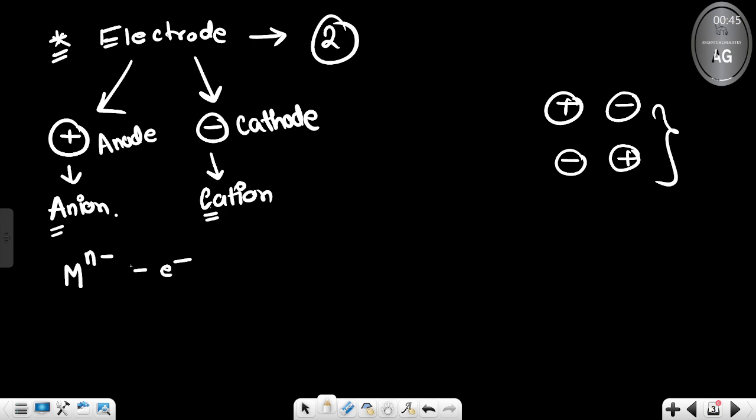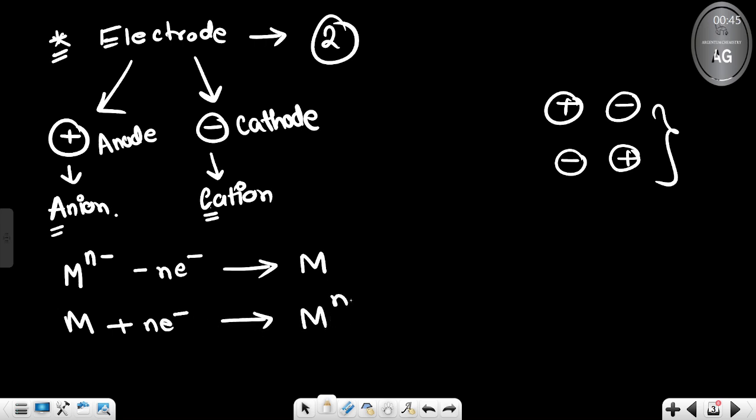right? It will lose n number of electrons, rather not one electron, it will lose n number of electrons, right? So it will lose these electrons because it has an excess of electrons, to form this M. Correct. If it has n minus charge and it is losing n electrons, then it will go back to its M state. Similarly, if M gains n number of electrons, then it will become M n minus again. Right? So that is what I have written exactly like this only. M n minus, minus n of e. This is what I have written.